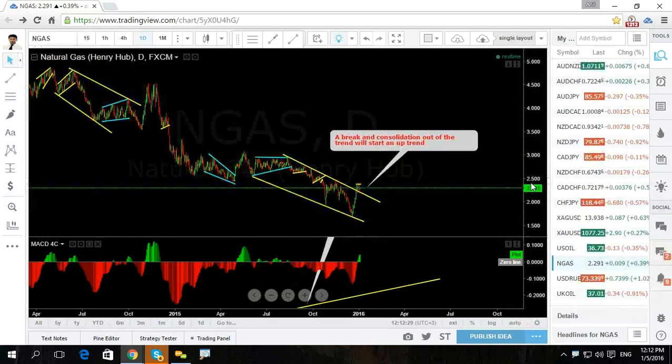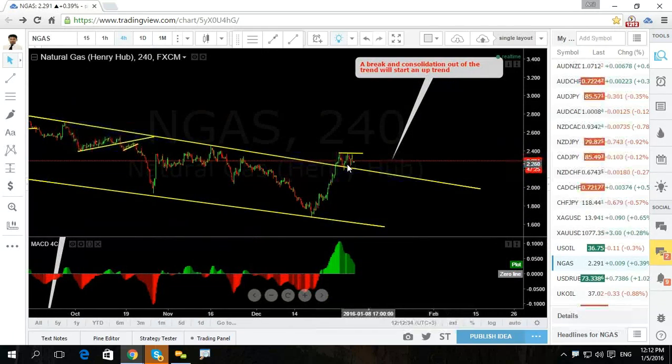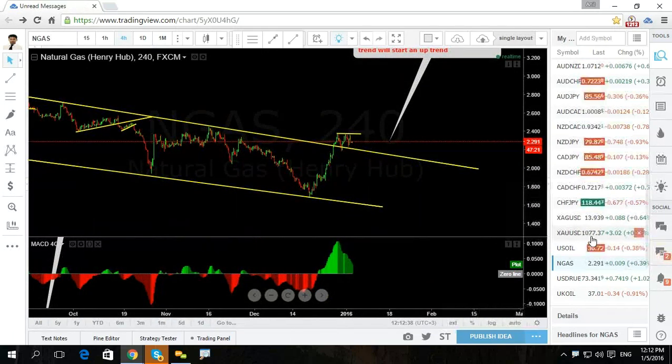Natural gas, remember what I said you guys want to do? You want to buy. It's consolidating. Wait for the consolidation to be over and buy. It's still consolidating, so don't rush it. It may take a couple more days to consolidate and then you'll have a nice trade to the upside.